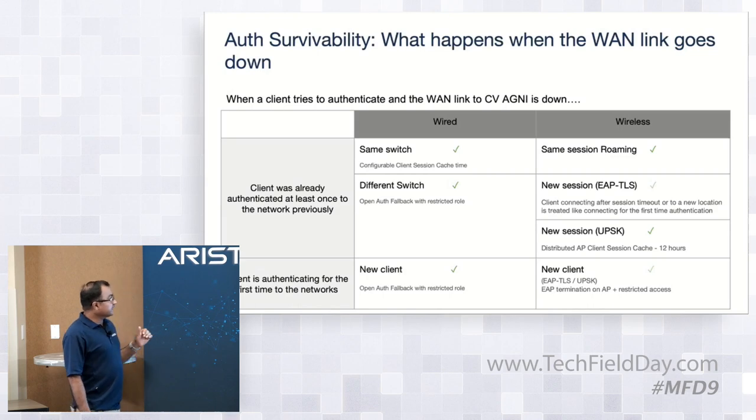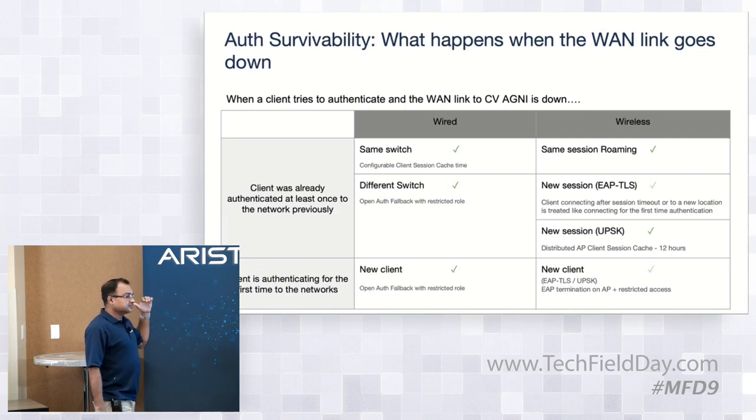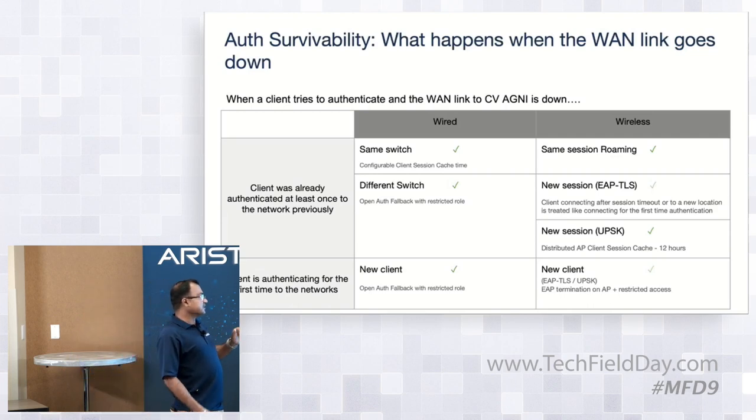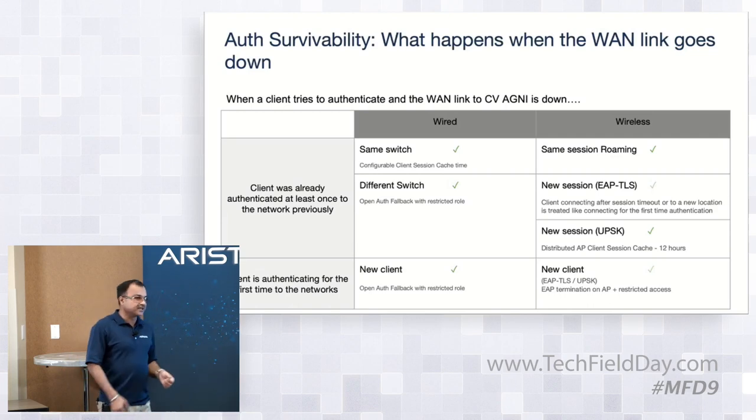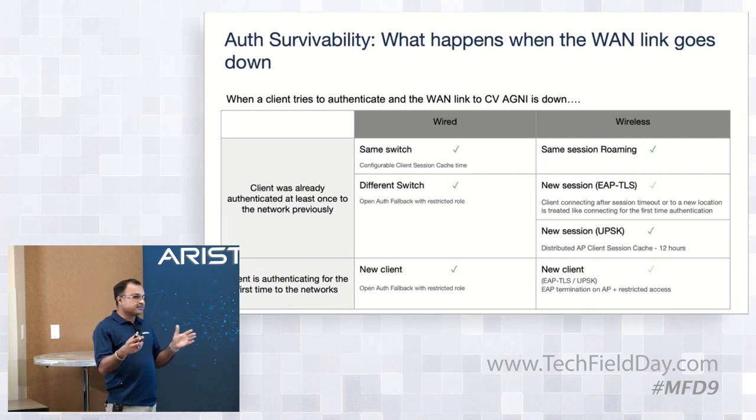The way we do it here is, if a client is already authenticated and it's on the network, if it is wired, we happily use the cache in case of AAA unavailability. If it is a different switch, because he roamed into a different building, in that case the switch can use an auth fallback in a restricted role. So that's great on the wired. What happens on the wireless? Same-session roaming works when the AAA service is not available.